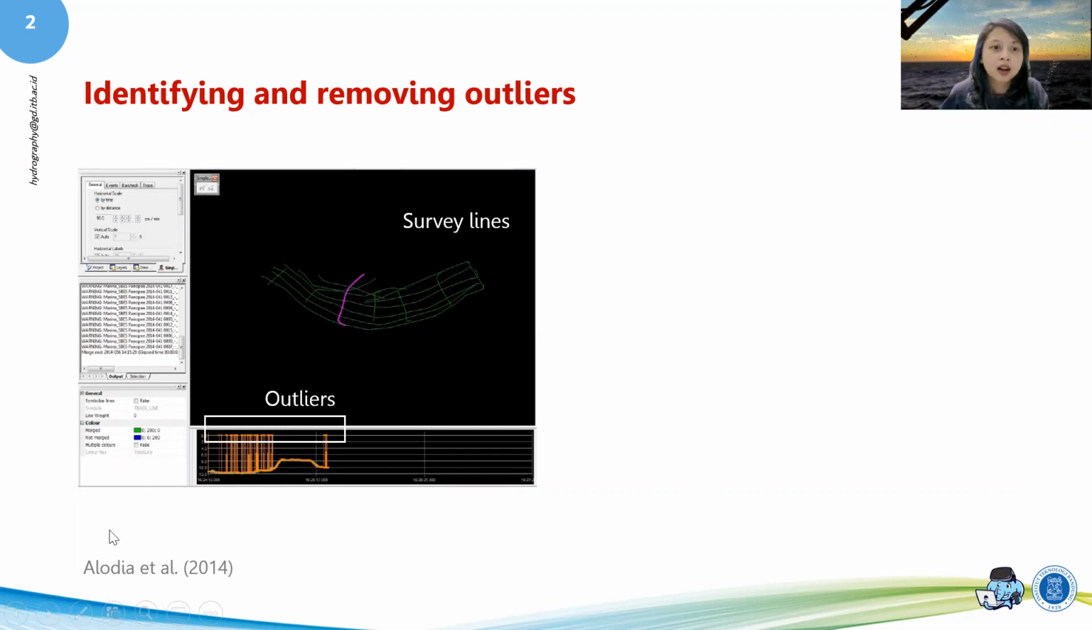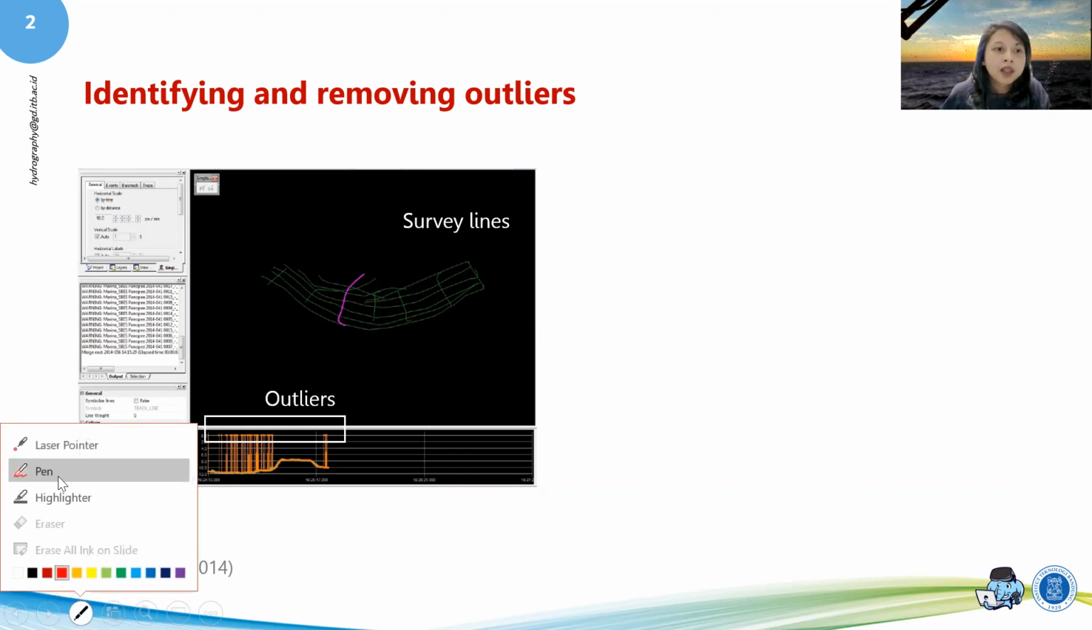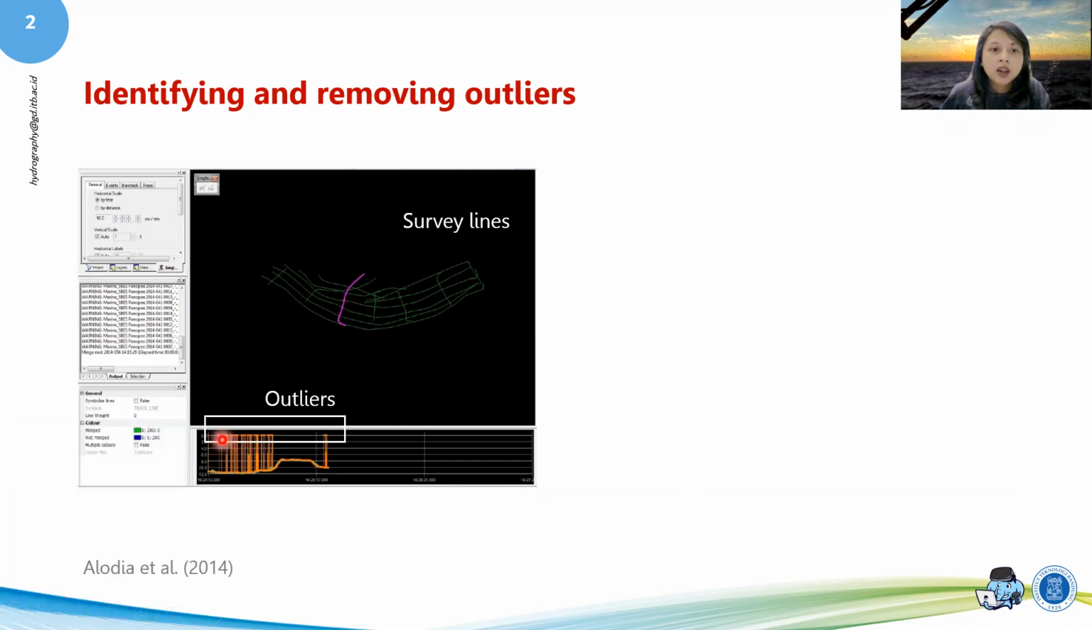So the outliers are the data that doesn't make any sense if you have already seen, okay, this is how the bathymetry looks like. This is how the morphology underwater looks like. And if there are some data that is not actually there, those are outliers. And you can see these are outliers as well.